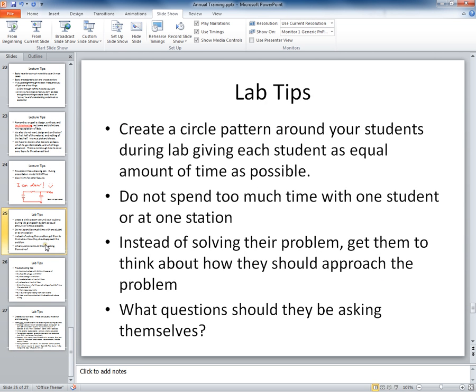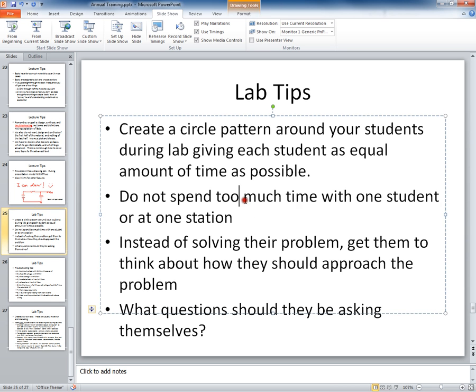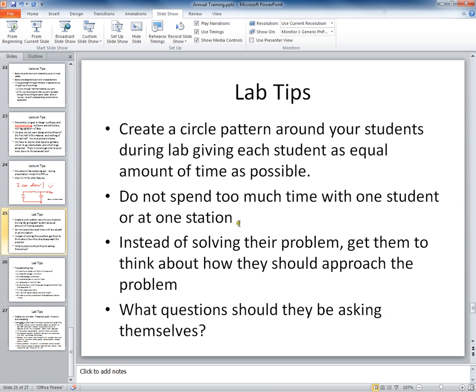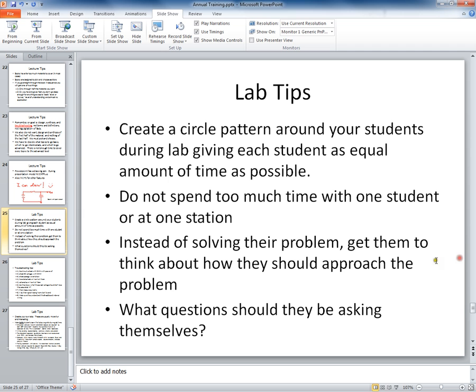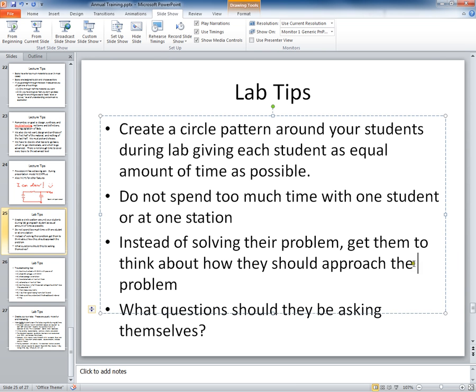Lab tips. Create a circle pattern around your students during lab, giving each student as equal an amount of time as possible. Don't spend too much time with one student. This happens all the time. And don't sit down and do the work for them. Please don't do that. Instead of solving their problem, get them to think about how they should approach the problem. What questions should they be asking? Just make sure you don't let one student trap you.